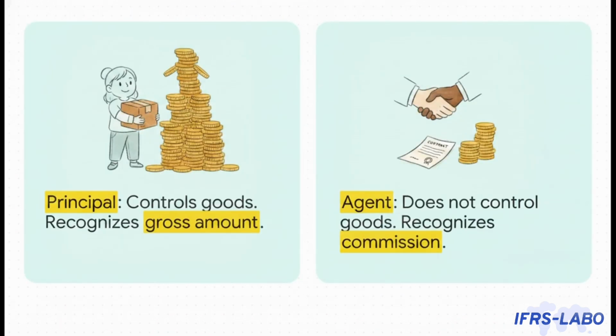But identifying those obligations gets really tricky when a third party is involved. Are you the principal or are you the agent? This all comes down to one fundamental concept: control. Do you literally control the good or service before it transfers to the customer?